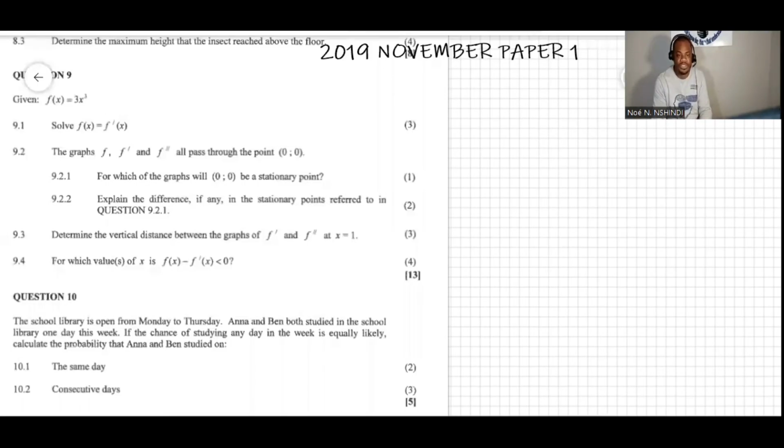Well, we have another question here, question 9. The question says that given f of x equal to 3x squared. I'm going to write the question over here. Question 9. F of x is equal to 3x to the power of 3. Okay. And now question 9.1. The question says: solve f of x equal to f prime of x.